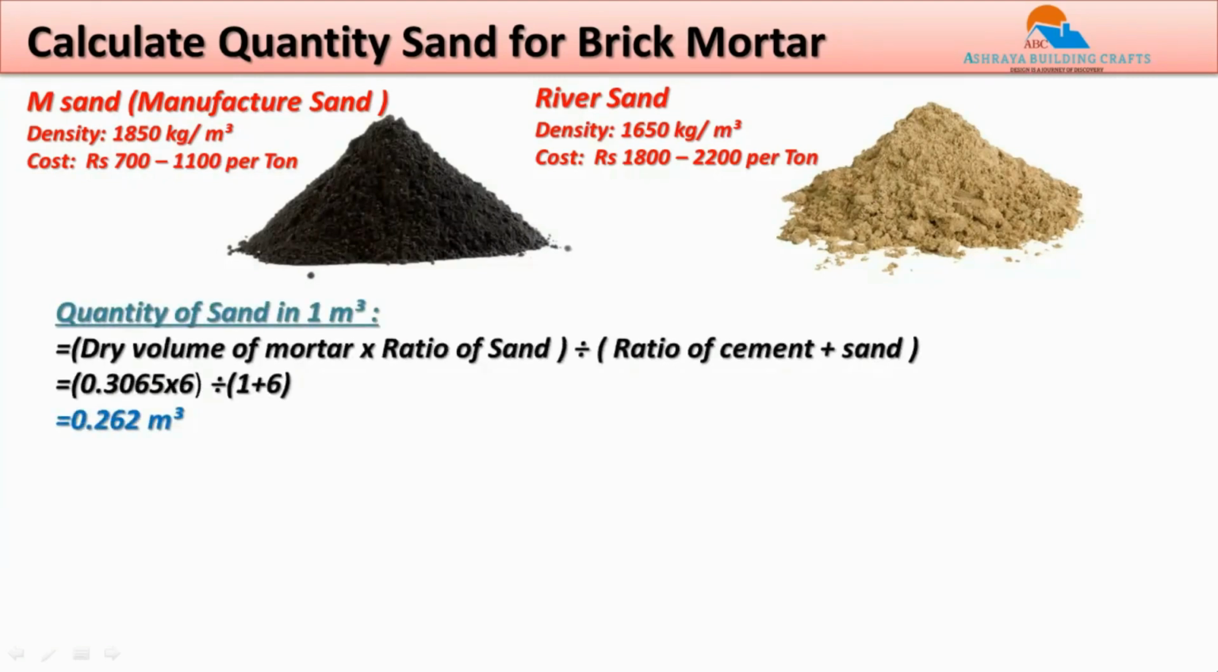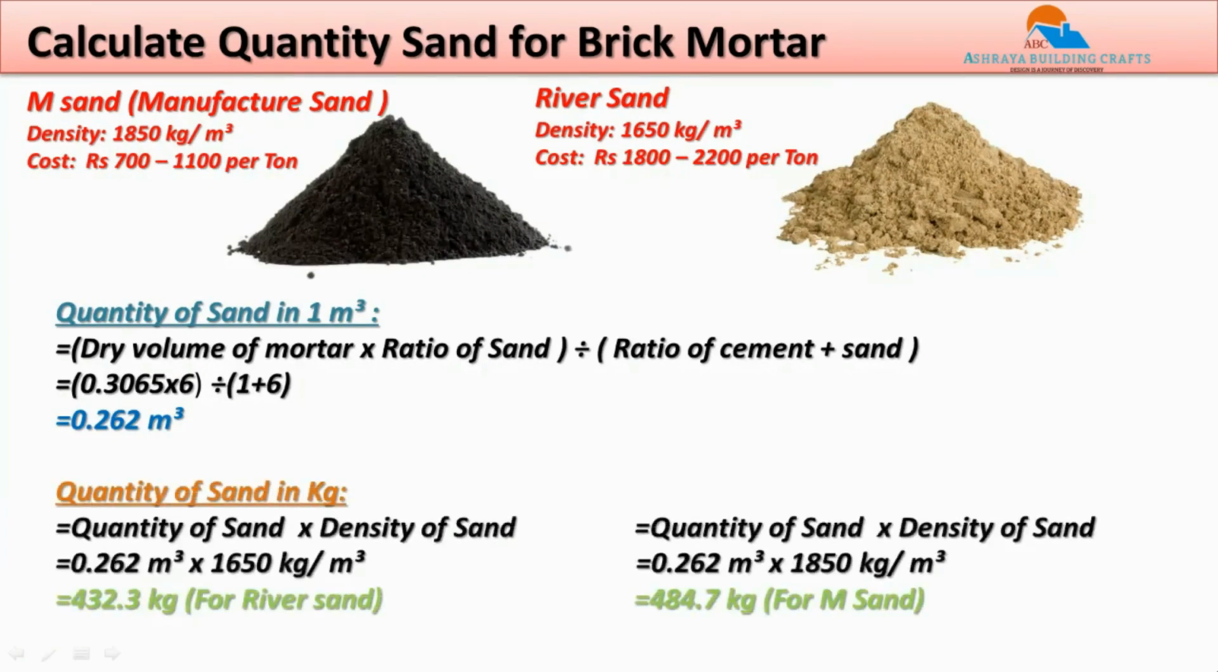To calculate quantity of sand in 1 cubic meter, the formula: dry volume of mortar into ratio of sand divided by ratio of cement plus sand results 0.262 cubic meter. To calculate quantity of sand in kg, quantity of sand into density of sand results 432.3 kg for river sand, 484.7 kg for M sand.